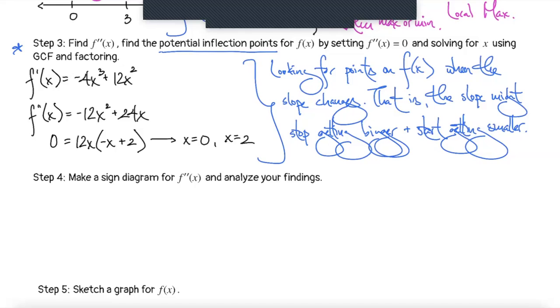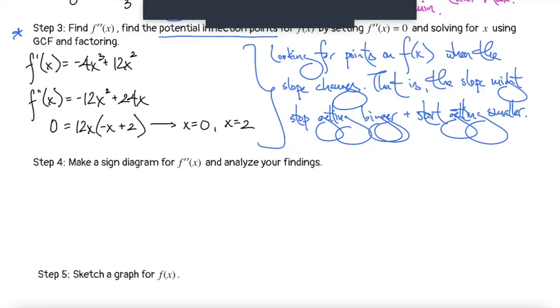All right, so we're looking for a point where the slope stops getting more negative and starts getting less negative, or a point where the slope stops getting more positive and starts getting less. Okay, that is what an inflection point is. And we find that by using our second derivative.